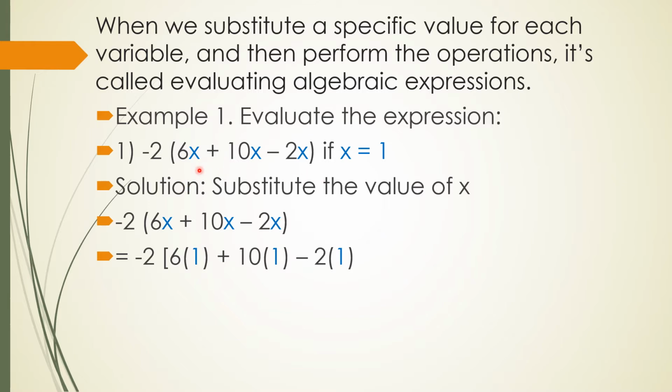So kung mapapansin nyo, lahat ng x, pinalitan lang natin ng 1 kasi yun yung value ng x. Now simplifying our terms inside the parentheses, we have -2 times quantity 6 plus 10 minus 2. And then we have 6 plus 10 equals 16 minus 2, 14. We have now -2 times 14. So the answer is -28.